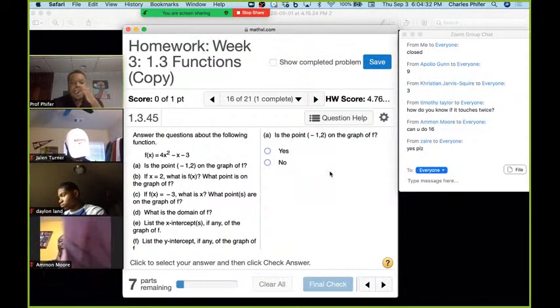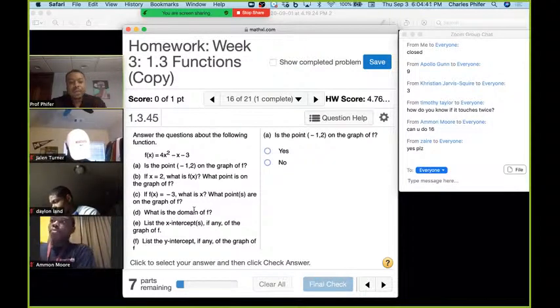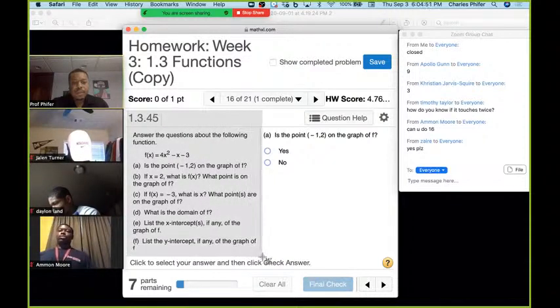Okay, 16. Answer the question about the following function. Okay, we got these, what? A, B, C, D, E, F. F is the last one. All right, we'll work through this one. I'm going to get a copy of this. So let me get a copy. I need from here. All I really need, I don't really need that. I'm going to go from here. This is all I need.